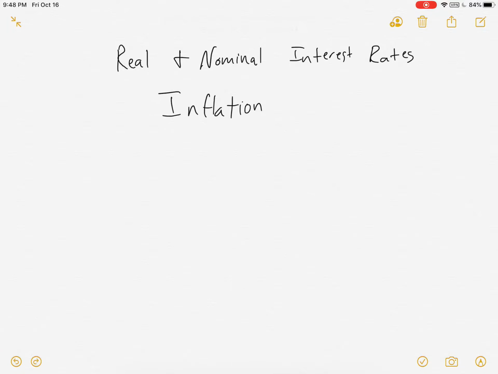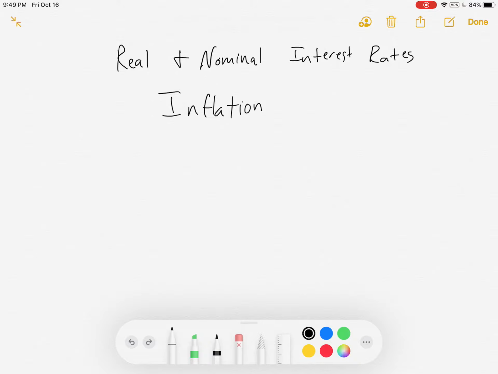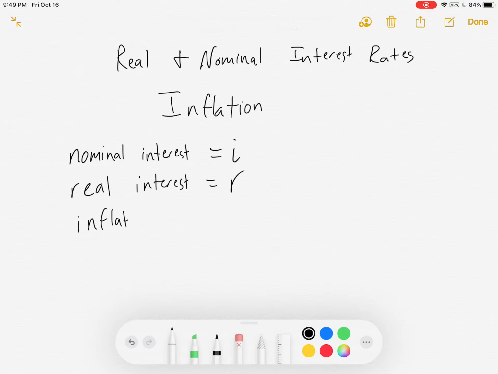So let me start by writing out a couple of variables. We're going to have a nominal interest rate, and we're going to call that I. We're going to have a real interest rate, which we call R, and we're going to have inflation, which we call pi. Now, if you've been taking micro, then you know that pi used to be profit. I'm not sure why microeconomists took pi for profit and macroeconomists took pi for inflation, but they both took pi, and I'm just going to have you deal with it. So in this video, pi means inflation.